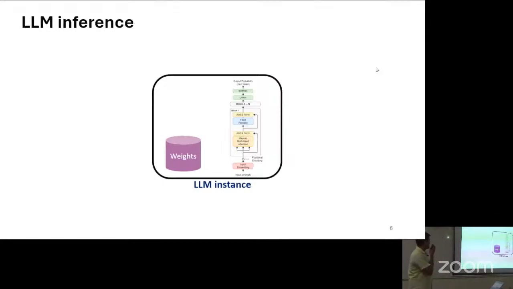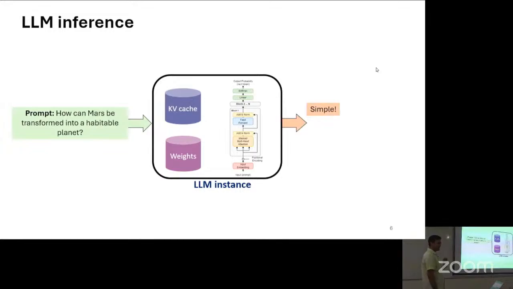Let's see. So the way inference works, right? When I'm talking to the model, as I was feeding some prompts to GitHub Copilot, the model is running somewhere on some GPUs, right? There are some pre-trained weights of the model that reside on the GPU. This is the architecture of the model, right? So let's say this is one model that is running on one or more GPUs. The user will send a prompt, right? So for example, here the prompt is, how can we transform Mars into a habitable planet, right?